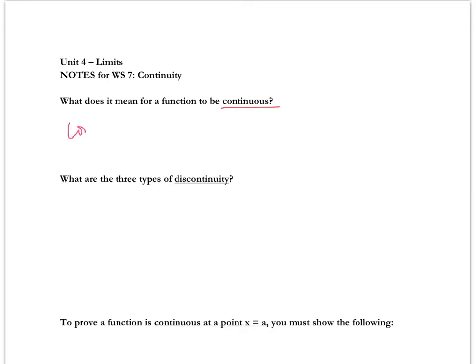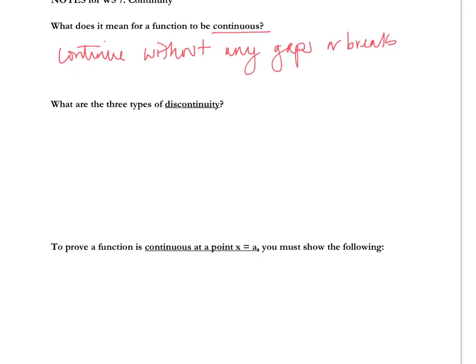So previously when we talked about whether or not a function was continuous, we said that the function would continue without any gaps or breaks in the function. And we talked about how you could basically trace the graph without lifting your pen or pencil. Now, to really understand what it means for a function to be continuous, we have to take a look at what it means for a function not to be continuous.